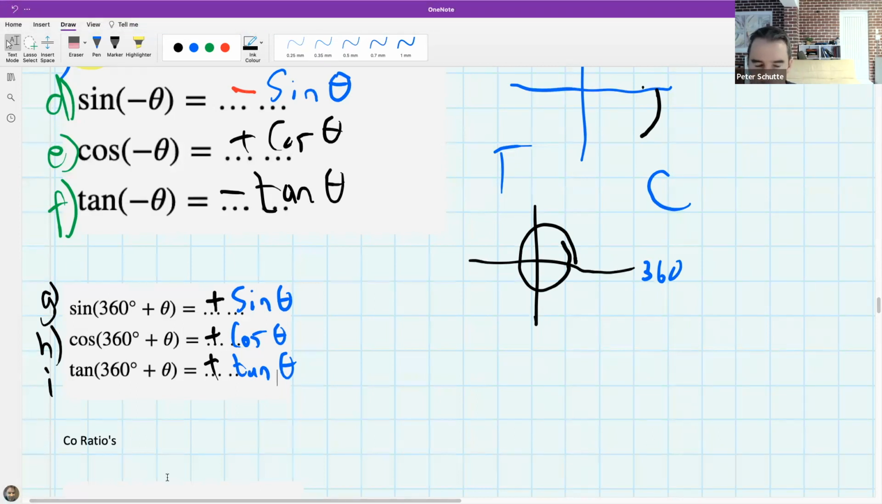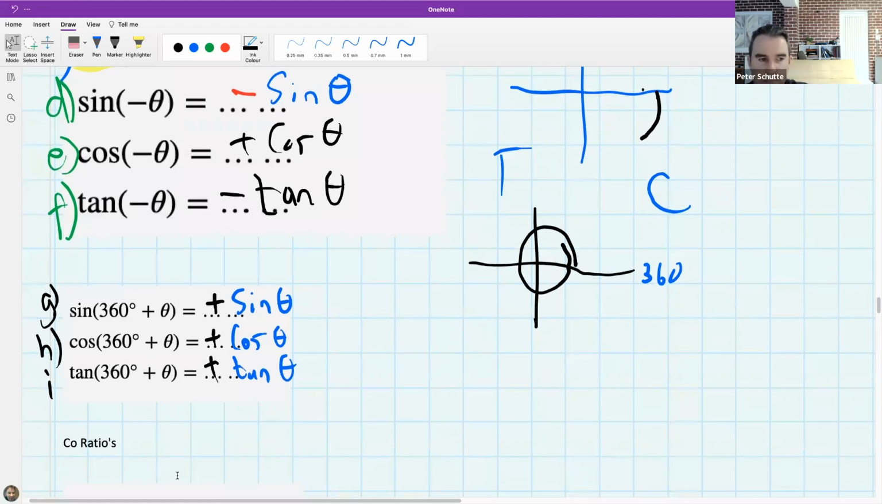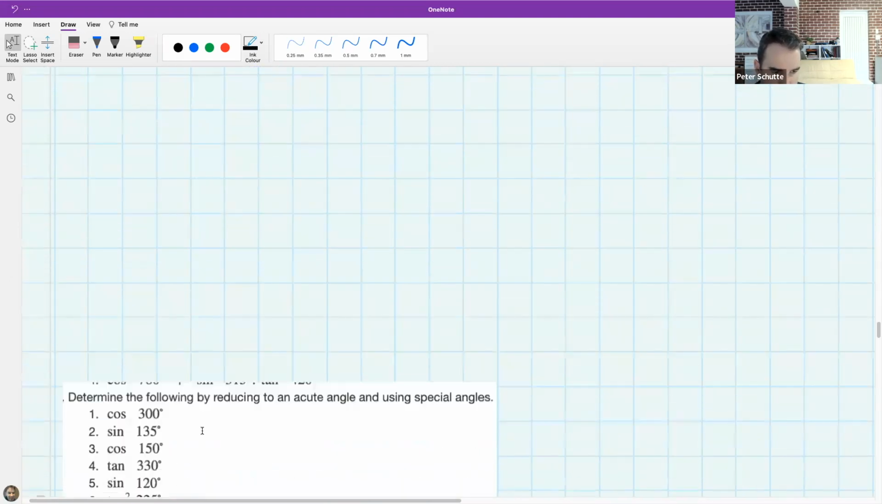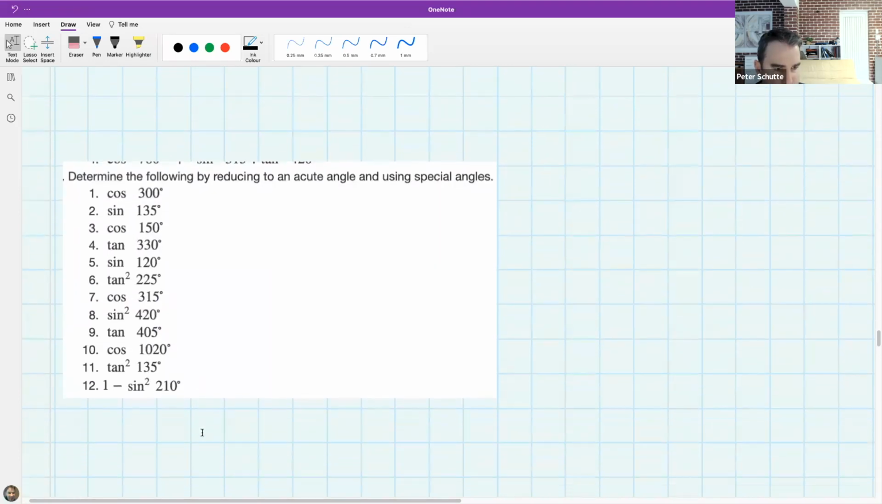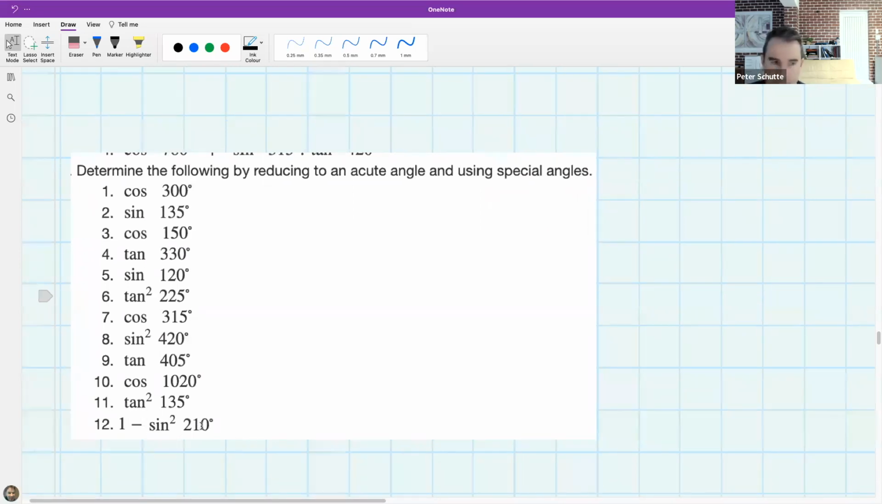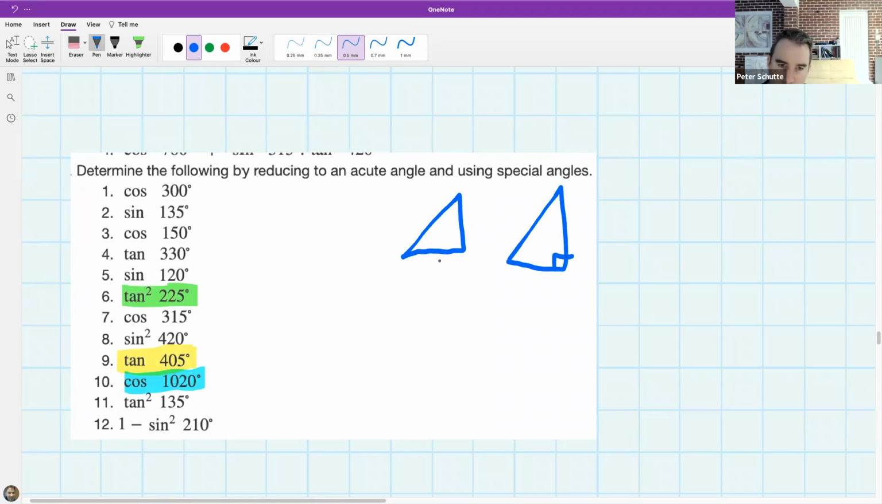Let us do one more question before the break. If you need to, take a screenshot of these, but basically we've done a couple of different types of reduction formula now. But I want to show you a question. Let's do some from here. I want you to evaluate the following. Now you have to use the reduction formula, but you get one extra thing. You can use special angles or special triangles.